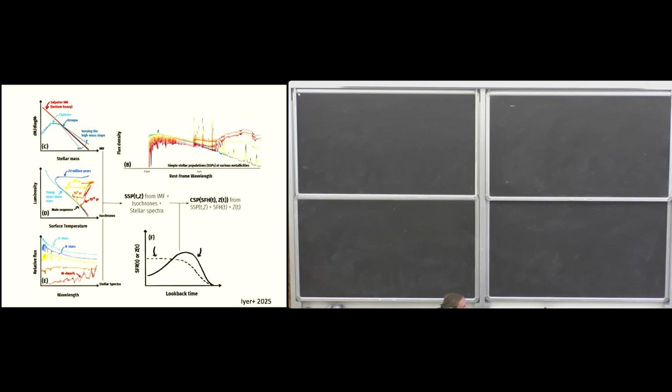And at that point, you can basically convolve all these things to get this simple stellar population from the IMF, isochrones, and stellar spectra. At that point, it's also important to keep in mind that this SSP is not just a function of age, but also of metallicity. So it gets more complicated. And then finally, you can integrate this over the star formation history of a galaxy to get a composite spectrum.